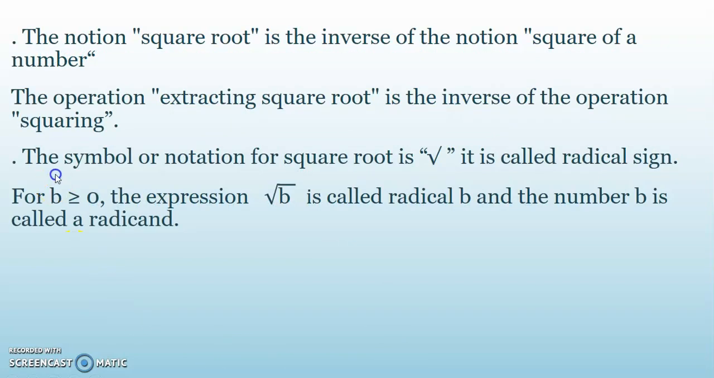The notion of square root is the inverse of the notion of square of a number. And the operation of extracting a square root is the inverse of the operation of square.